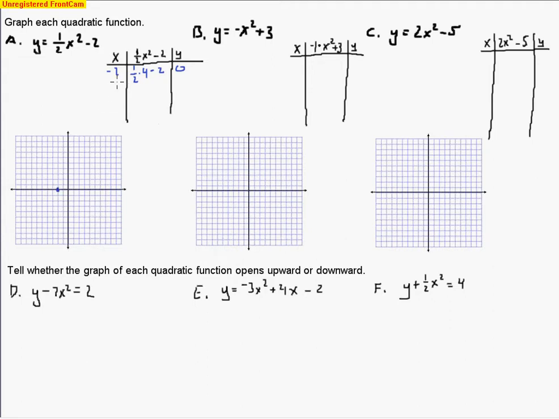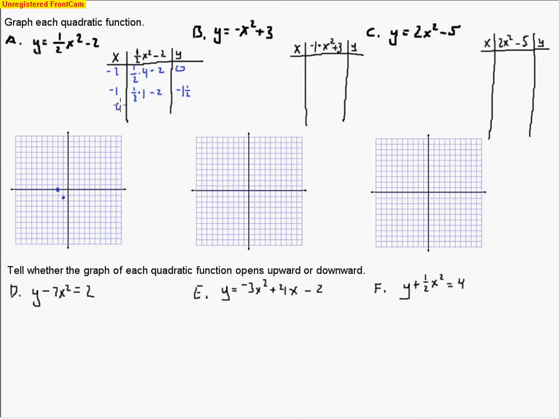And then our next value we'll plug in there is -1. Let's go ahead and substitute in for x here. So we've got 1/2 times 1. When I square -1, I get 1. Well, 1/2 times 1 is 1/2. -2, well, if I take 2 from 1/2, I end up with -1 and 1/2. So here I have to go over 1 and then down 1 and 1/2 spaces.